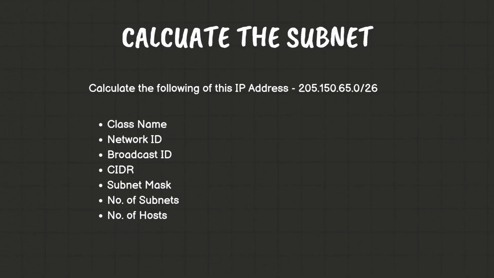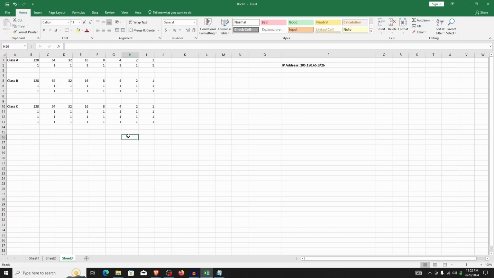Let's calculate the below parameters associated with an IP address. Here we have an IP address that is 205.150.65.0/26 and we have to calculate its class name, network ID, broadcast ID, CIDR, subnet mask, number of subnets and number of hosts. So the first parameter is the class name. We can easily find this out by looking at the table we have made here. As we can see, it is a /26 address. As per the table, it will come under the class C address type. On that basis, we have our class name, that is class C. So we can write class name is class C.